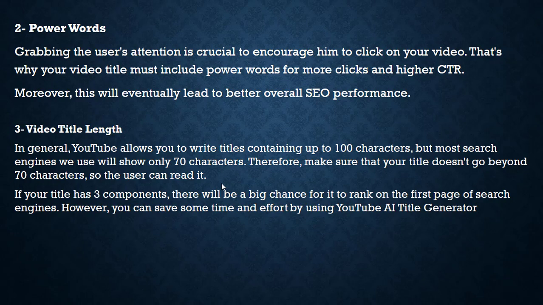Very short video titles. Try as much as possible to make your video title as short as possible, so as to allow the user to read it easily. Now, if your title has these 3 components, there will be a big chance for it to rank on the first page of search engines. However, you can save some time and effort by using a YouTube AI title generator.